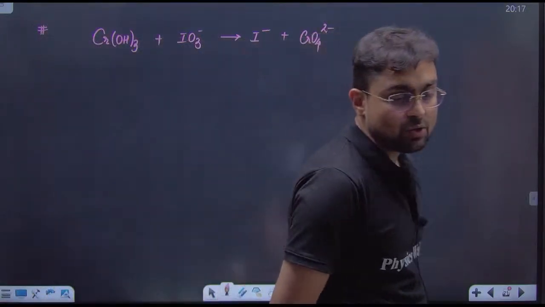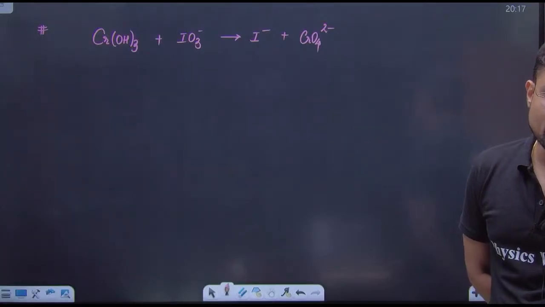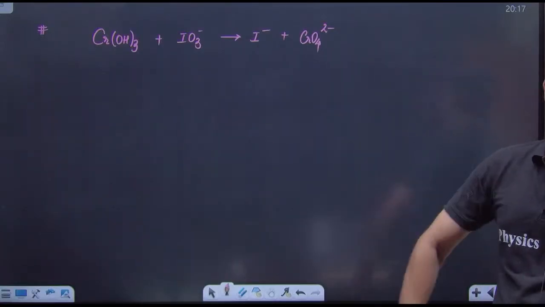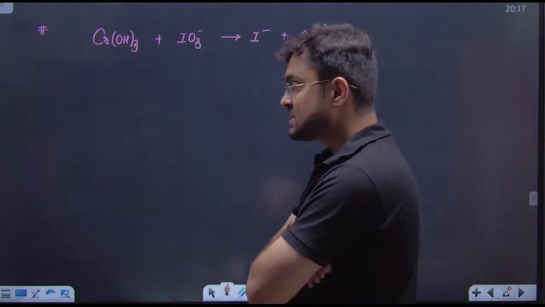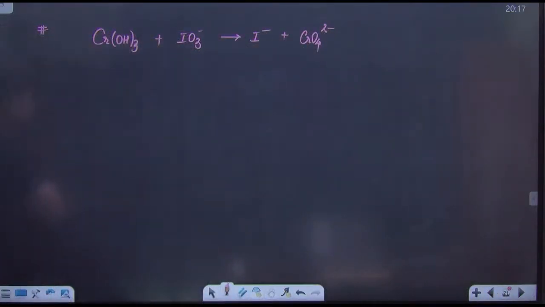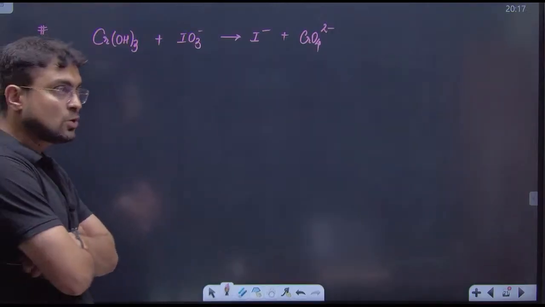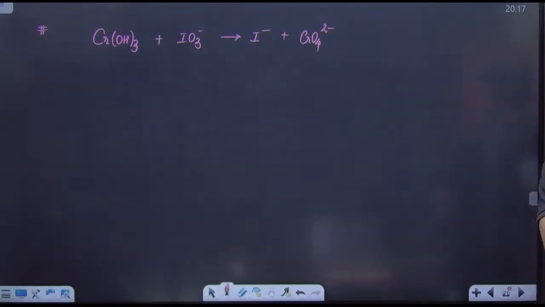So I would like you all to follow step number 1, writing down the oxidation number. Step number 2, check which one is getting oxidized, which one is getting reduced. Step number 3, balance their atoms and balance their electrons, which means equal number of electrons donated, equal number of electrons accepted. After doing that, we will proceed. So just try by your own.